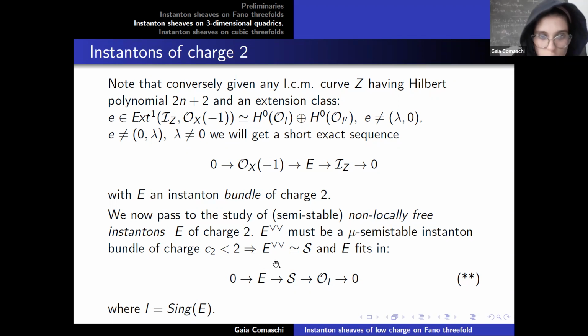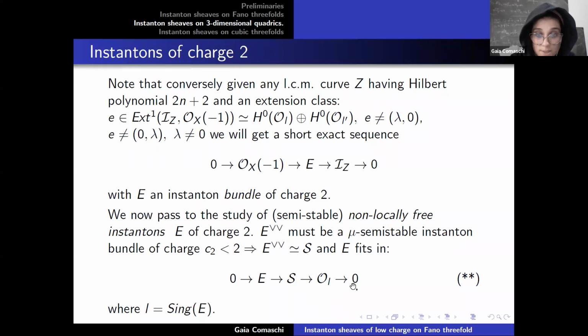So E double dual is our spinor bundle, and from this we understand that E fits in the following short exact sequence. This is just the standard inclusion of E in E double dual and the cokernel of this inclusion. So our rank 0 instanton this time will be the structure sheaf of a line on X. So this line L will be exactly the singular locus of the sheaf E.